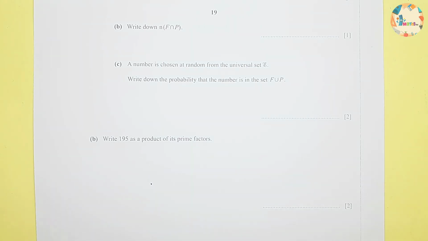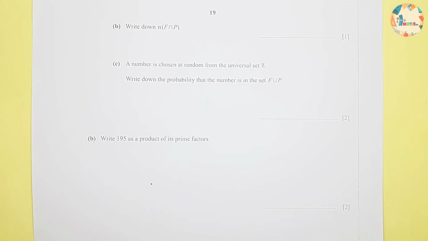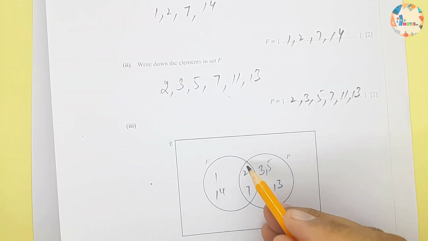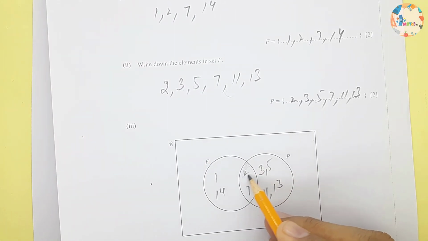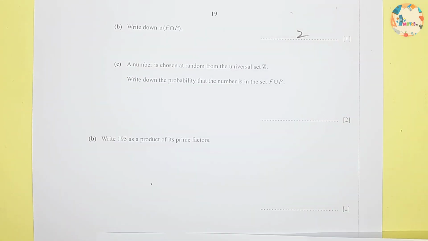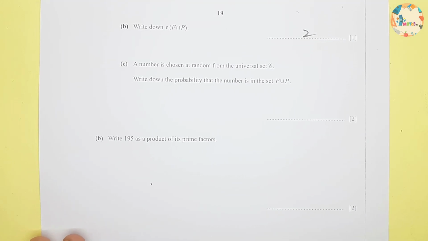Now this is saying write down n of F intersection P. F intersection P is this shaded portion. It has only two members, 2 and 7. So our answer will be 2, the number of members in F intersection P.